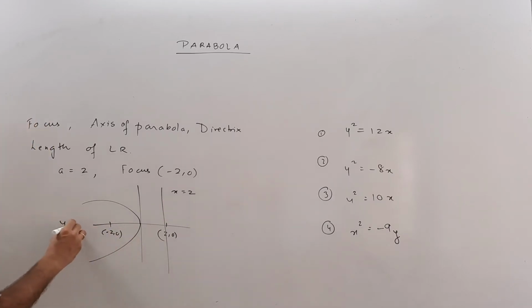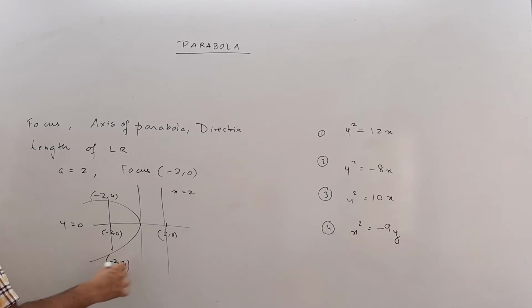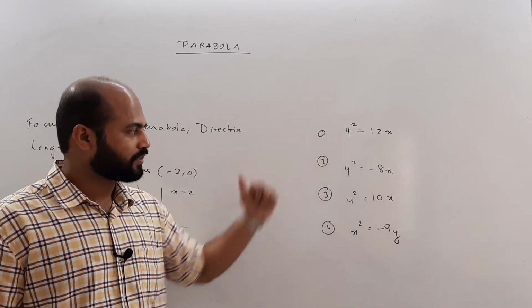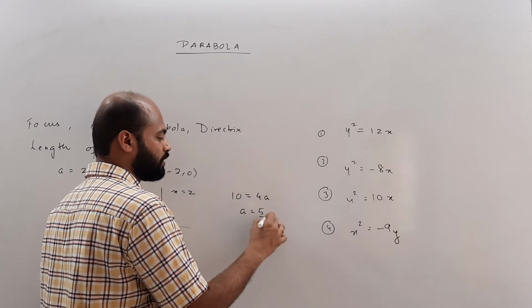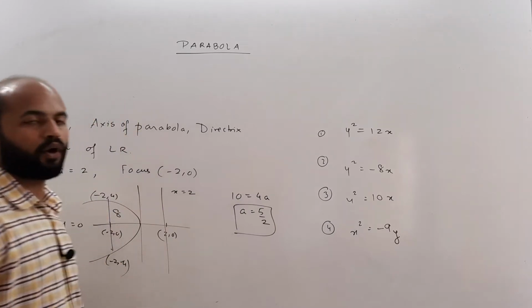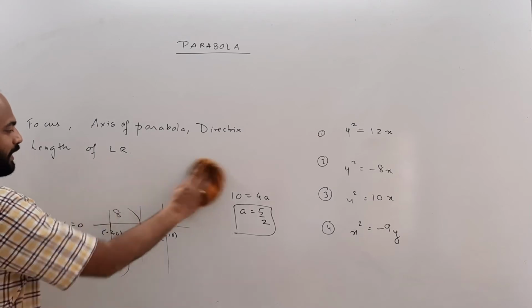The axis however won't change, y is equal to 0, and the length of latus rectum this time is going to be, since this is minus 2 comma 4 and this is going to be minus 2 comma minus 4, the length of the latus rectum is going to be 8 overall. This is 4, this is 4. So we have found all the details now for the second one. A third one is similar because this is similar to this. However, 10 is 4a, so it's going to be a is 5 by 2 this time. Once you find a, all details are there with you. You can find all the details. Let's do the last one because it is slightly different.